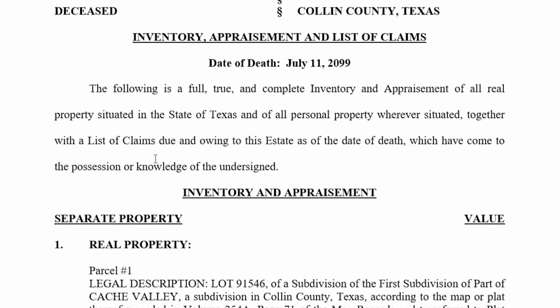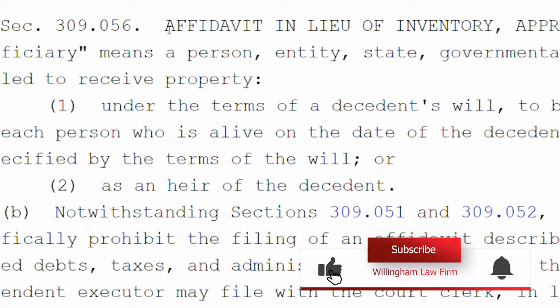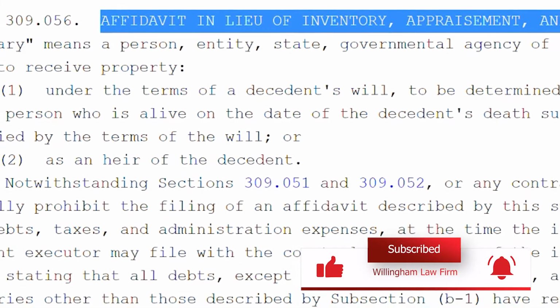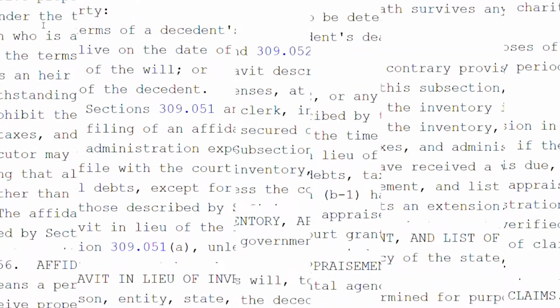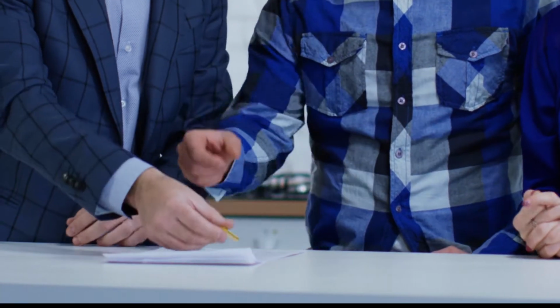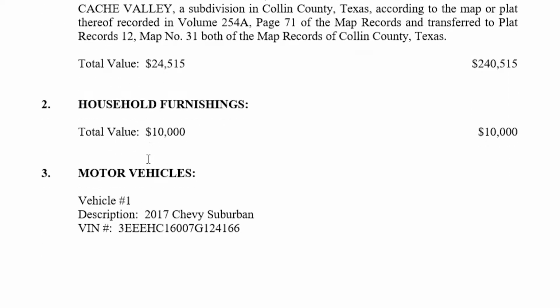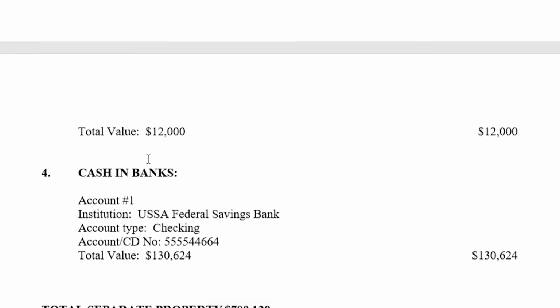One of the most difficult steps in probating an estate is providing the inventory, appraisement, and list of claims to the court. First, you don't need to provide an inventory, appraisement, and list of claims if the following applies. On September 1st, 2011, the Texas State Legislature amended the probate code, allowing an independent administrator to file an affidavit instead of an inventory, appraisement, and list of claims. This did not alleviate the duty of the executor to provide this information to the beneficiaries. It only allows for an independent administrator to not disclose assets of the estate to the public.